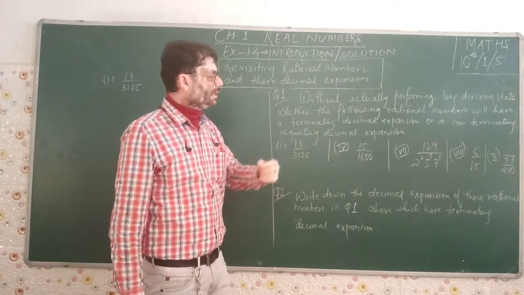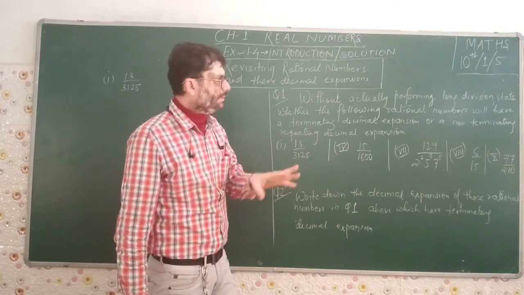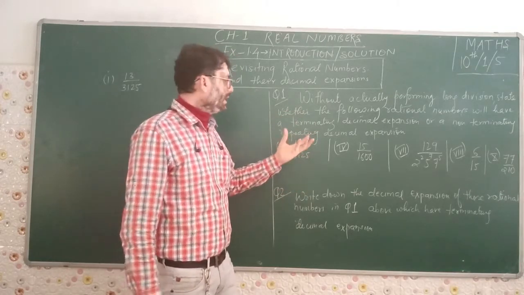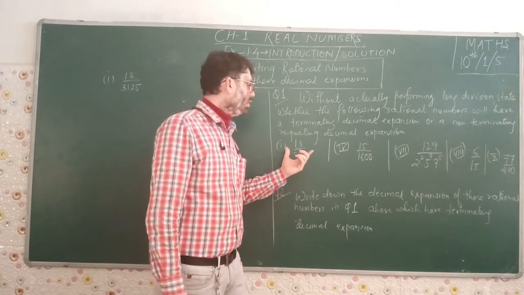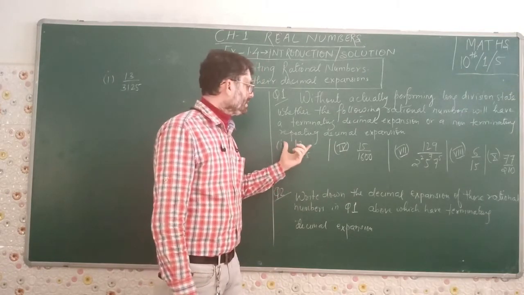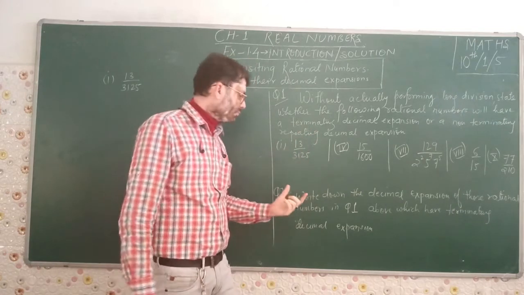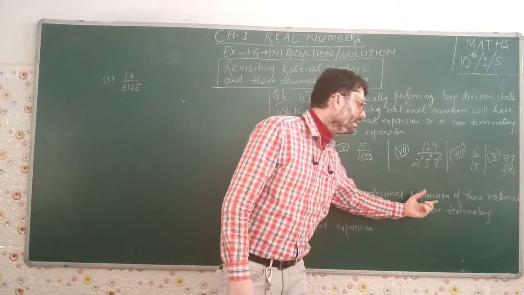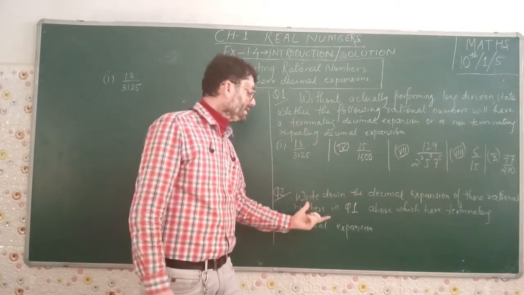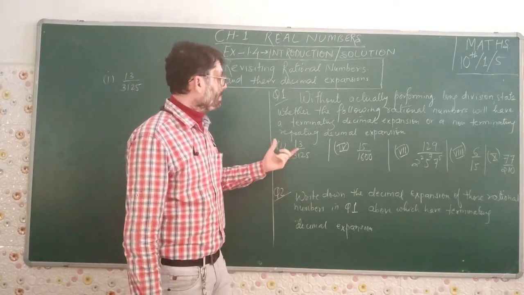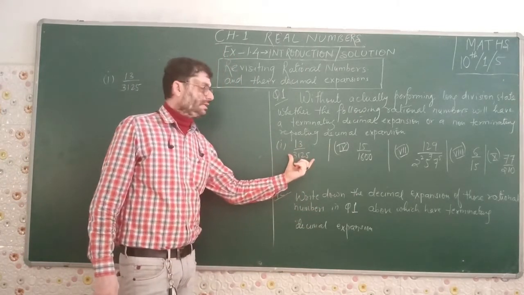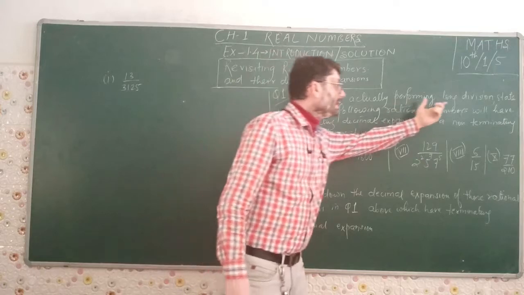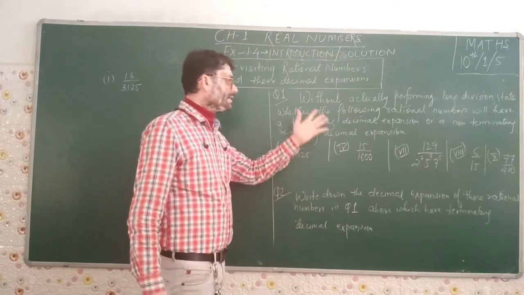Without actually performing long division, we don't have to use the long division method, but we will have to find the decimal expansion also. First of all, we will have to say whether it is a terminating or a non-terminating decimal expansion. If it is a terminating decimal expansion, we will have to move to the second question and write down the terminating decimal expansion. That means we will have to write its decimal form also, but without actual long division. So these two questions are related to each other.